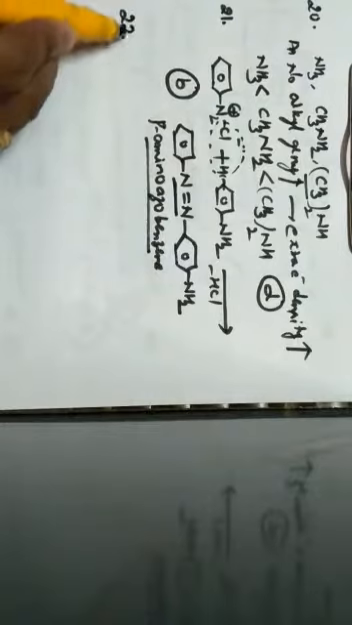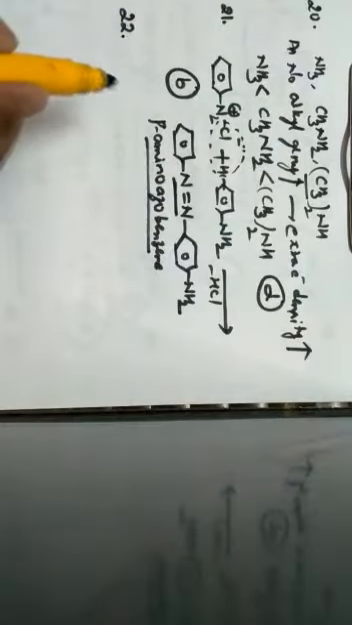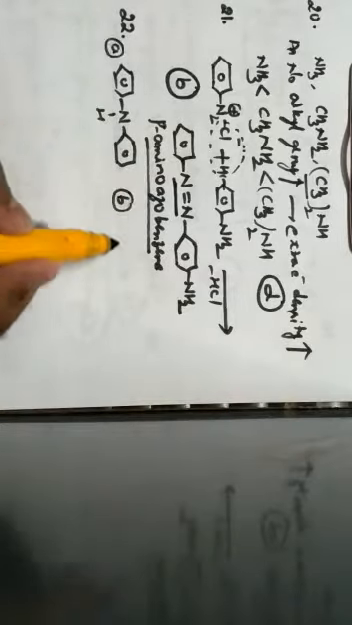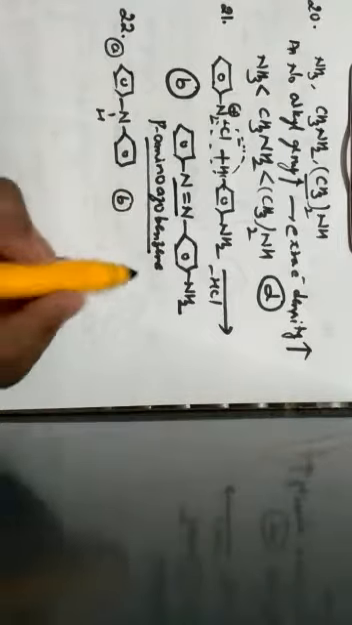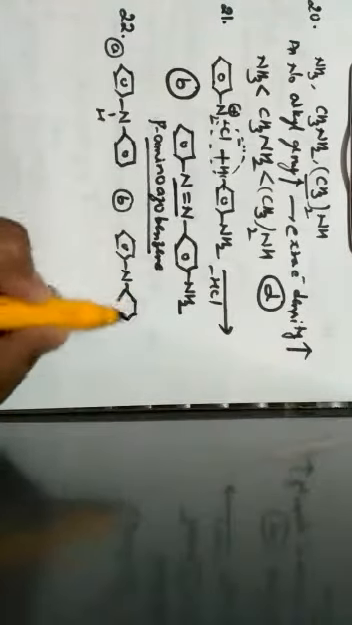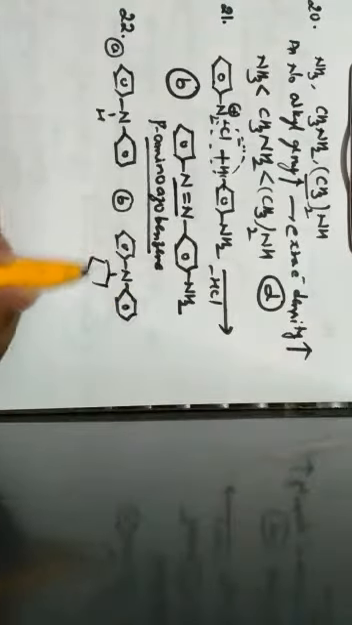Next, question number 22. Which of the following is more basic than aniline? The options are: diphenylamine, which is option A. Next, option B is triphenylamine. So, there is an existence of how many benzene rings? 3 benzene rings. This is known as triphenylamine.